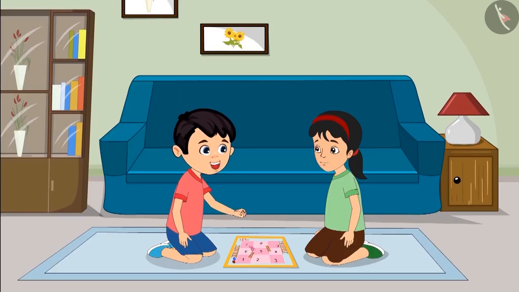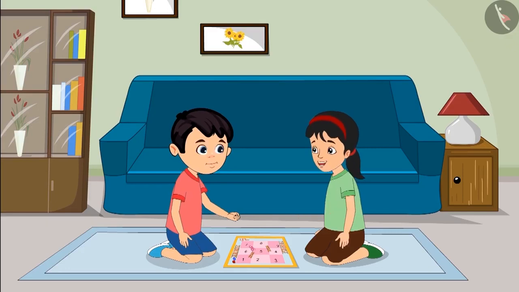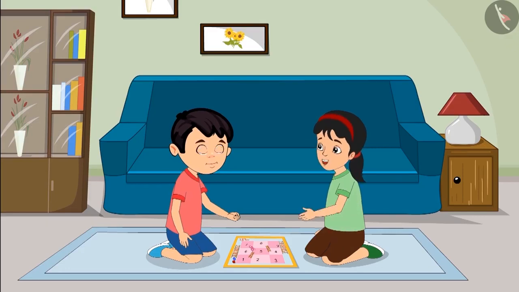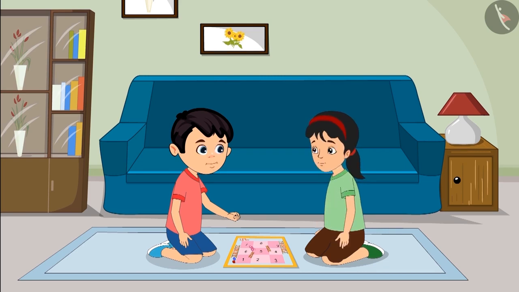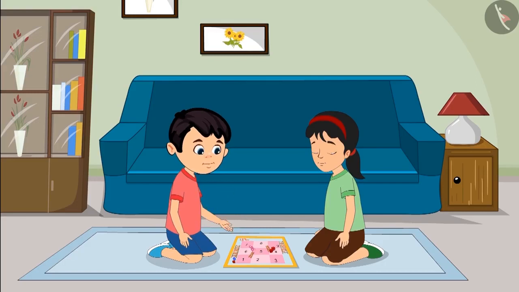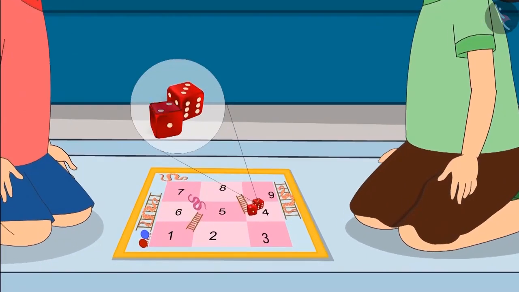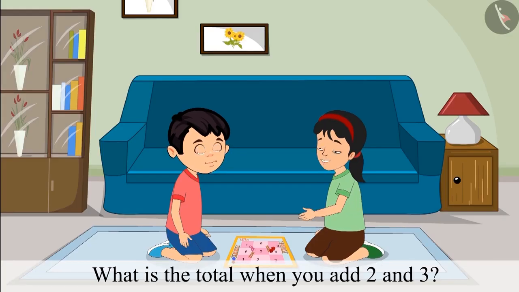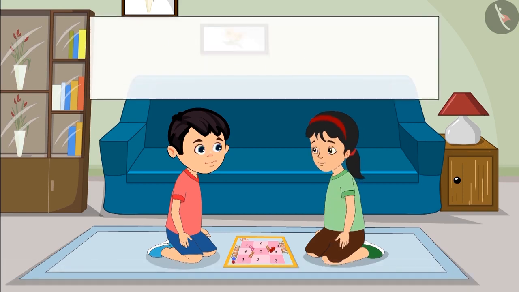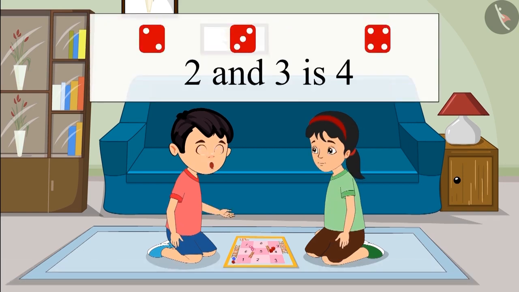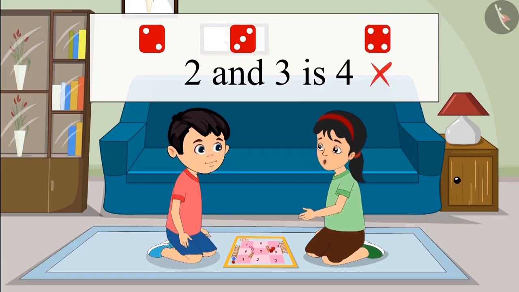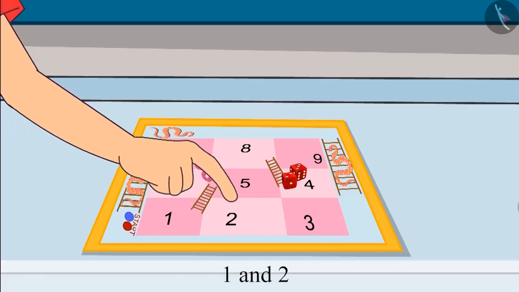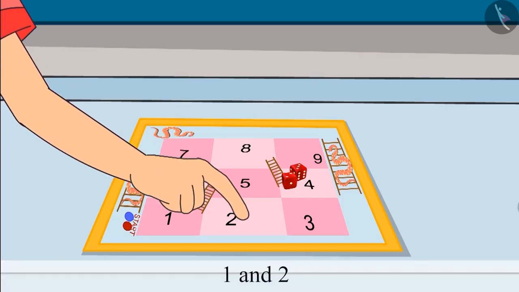May I roll the dice first? Yeah, sure. Then add the numbers on both the dice correctly and move your piece forward. Okay. Chotu rolls both the dice. Just see, 2 is written on one dice and 3 on the other. Chotu, what is the total when you add 2 and 3? When we add 2 and 3, we get 4. This is incorrect, Chotu. Think again and explain how did you count. 1 and 2. That's the number on the first dice.